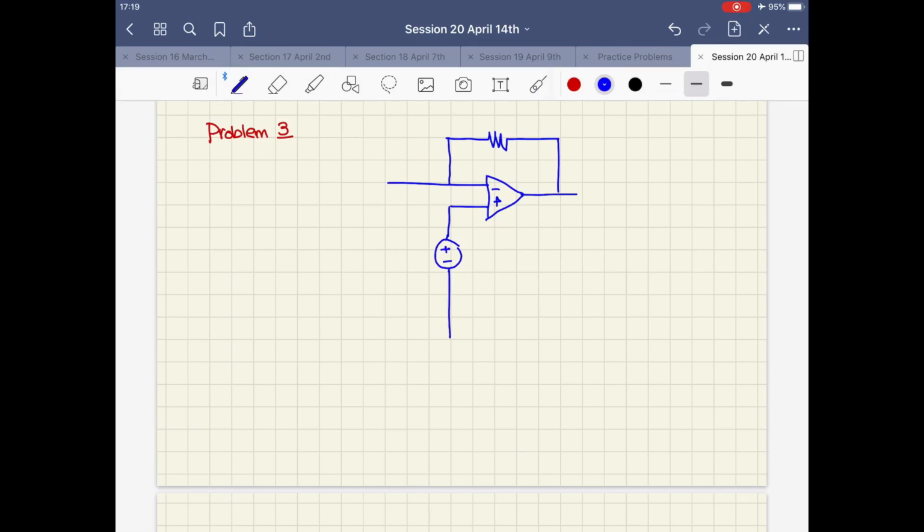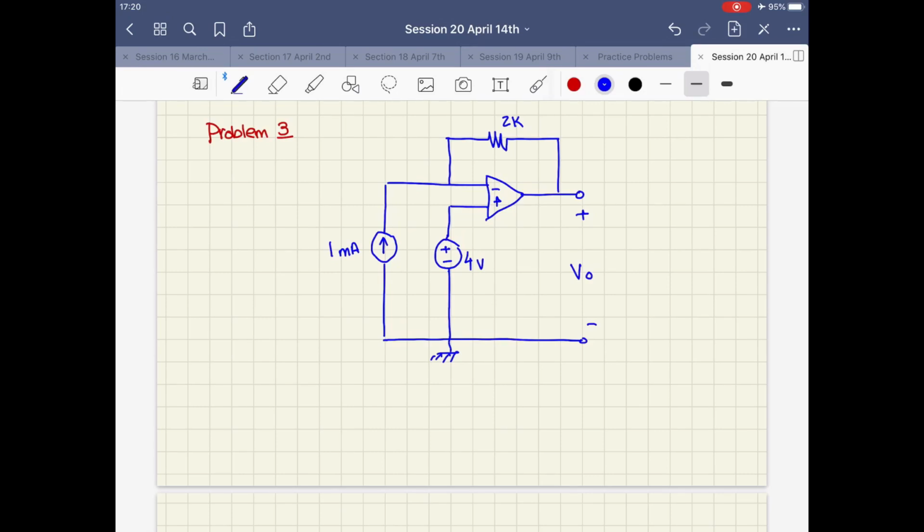Then we have a current source over here, and this will go here. We have VO, positive and negative. Then we have a 4 volt source over here, 1 milliamp over here, and a 2K resistor over here. Okay, so let's see what we have to do.